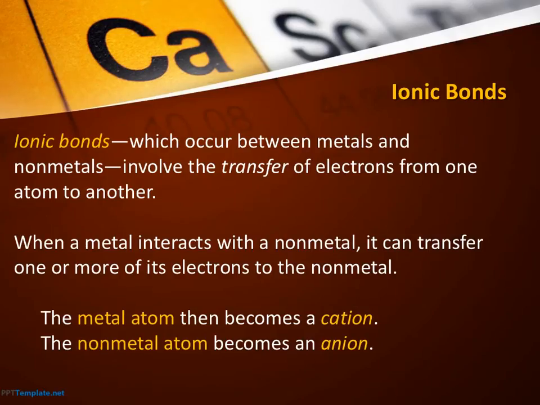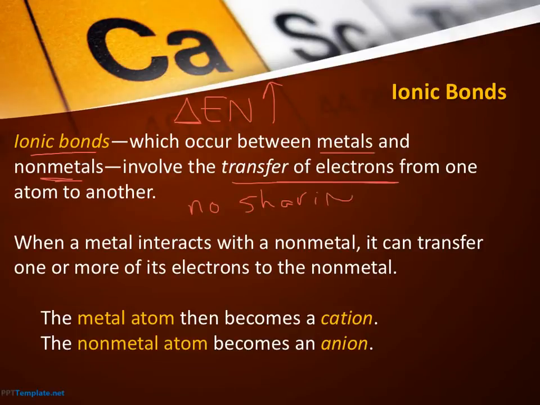All right, so as a summary then, ionic bonds, which have a large difference in electronegativity, occur between metals and nonmetals, and they involve the transfer of electrons from one atom to another. There's really not much sharing going on in an ionic bond. All right? Why do they occur between metals and nonmetals?